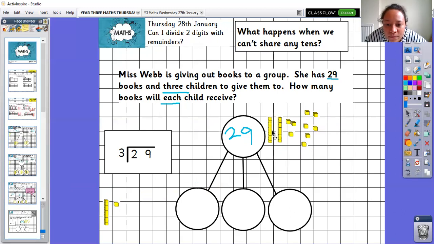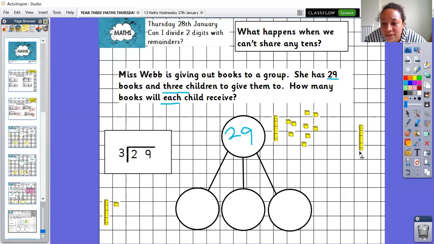So let's have a little look. Okay, so I've got 1. Oh dear. I wonder if you spotted my problem. I haven't got enough tens to share out equally. So when we get to this sticky situation, we just do what we would do if we had a ten that we couldn't divide equally. We would need to exchange both of these tens for 10 ones each.